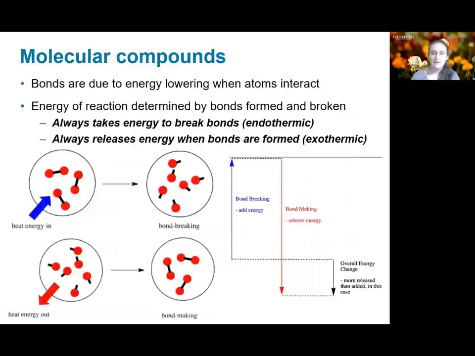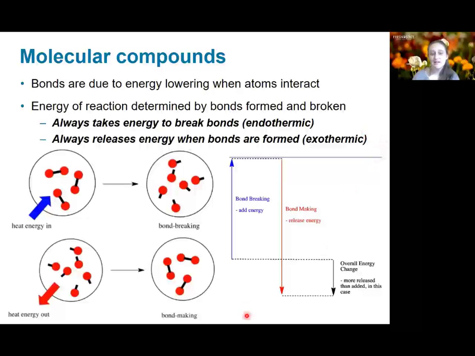Now let's move on and think about some molecular compounds. So in molecular compounds, we're always thinking about two atoms which are sharing electrons. And so that results in a lowering of the energy when those atoms are allowed to interact. And that gives us a more stable structure. And so when we're looking at molecular compounds, we need to remember that it always takes energy to break bonds. That process is endothermic. It also always releases energy when you form bonds.